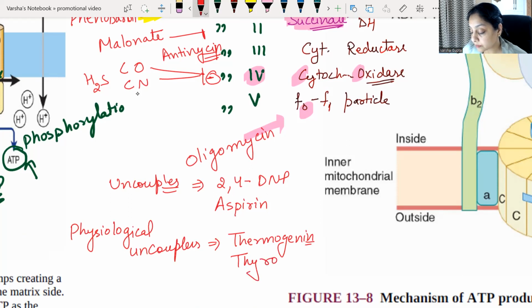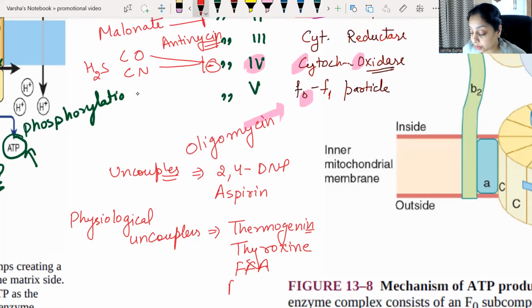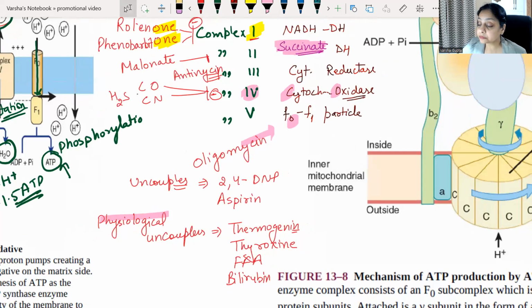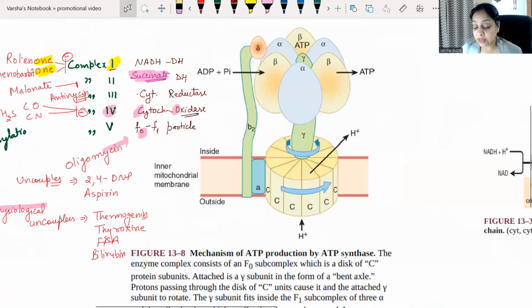Thyroxine hormone is a physiological uncoupler, right? Your free fatty acids are also physiological uncouplers. Bilirubin is also a physiological uncoupler, right? So now you can write a short note on the uncouplers also, inhibitors also, and this is how you're gonna remember it. Now, ATP synthase, right?